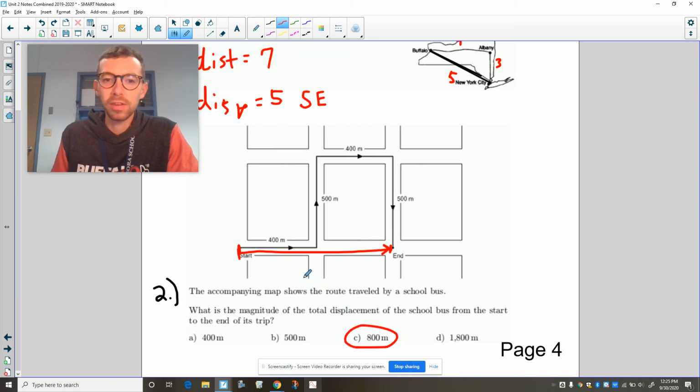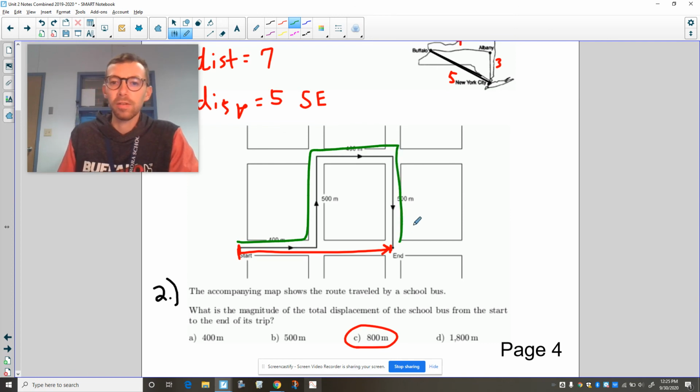If they had you calculate the distance, it would be this green path, 400 plus 500 plus 400 plus another 500. I think it's going to take us to 1,800 meters. So the total path. But they asked for displacement at 800 meters.